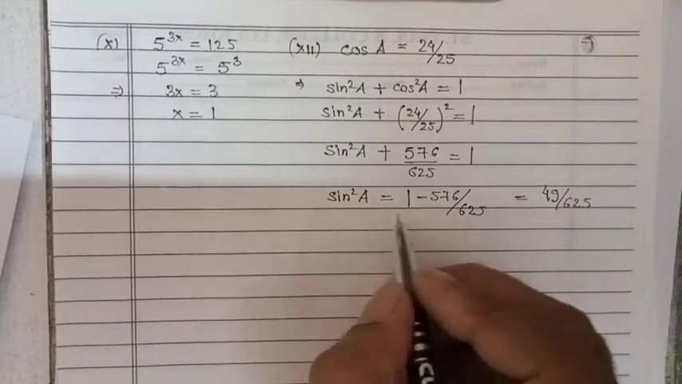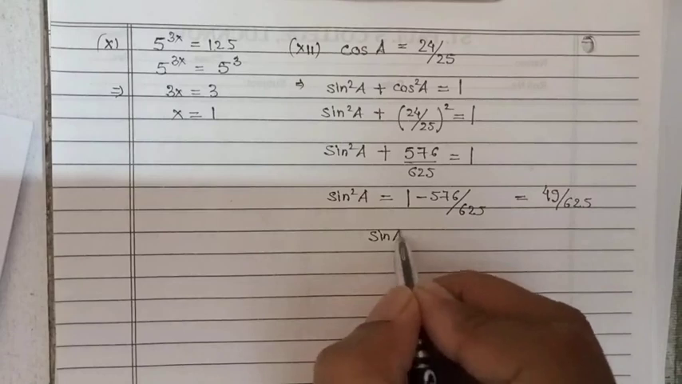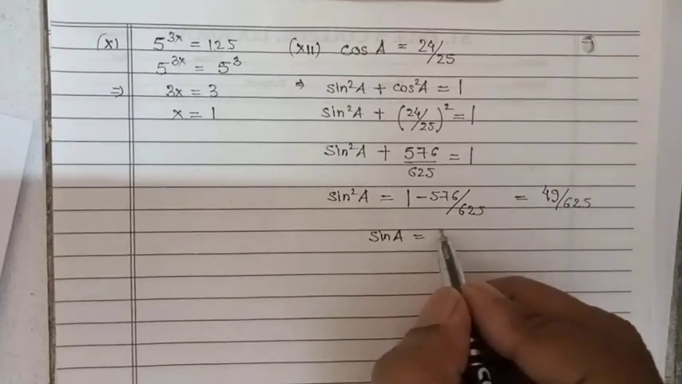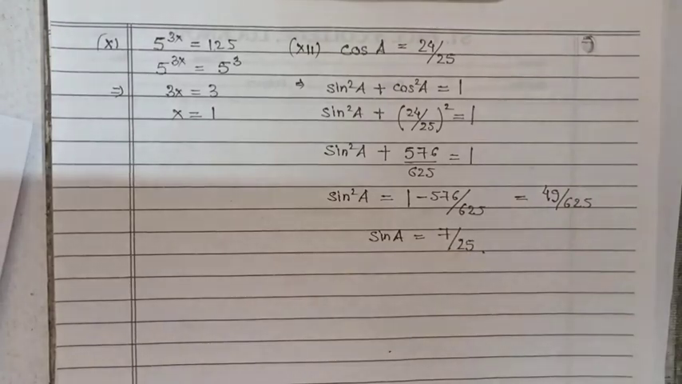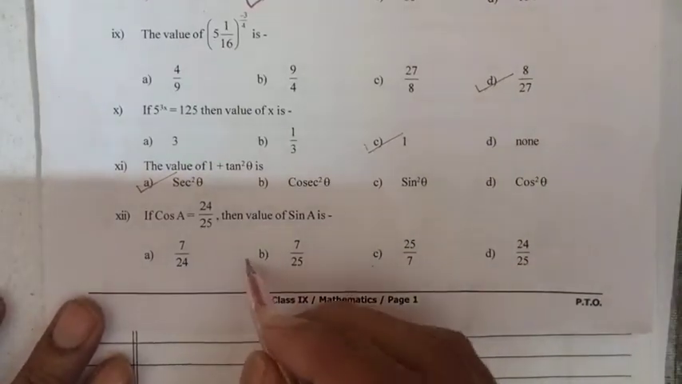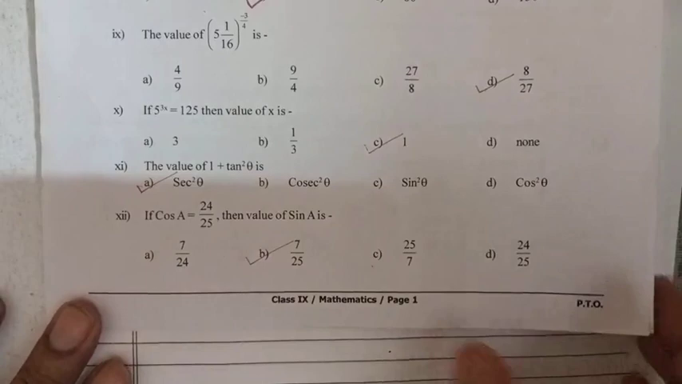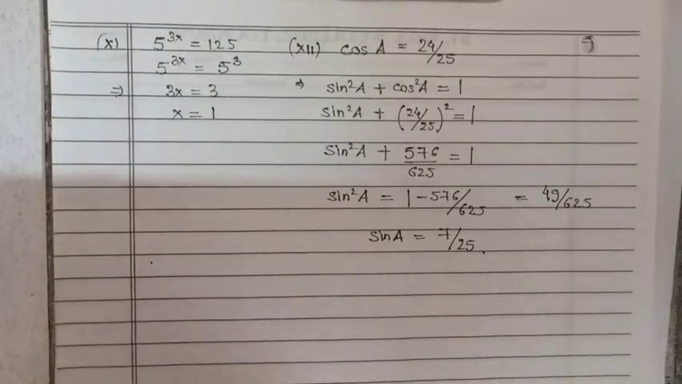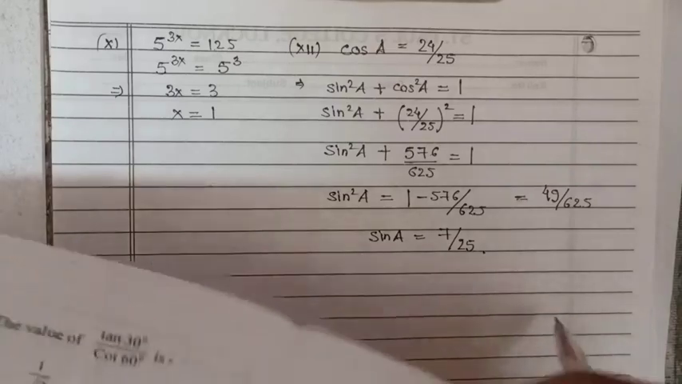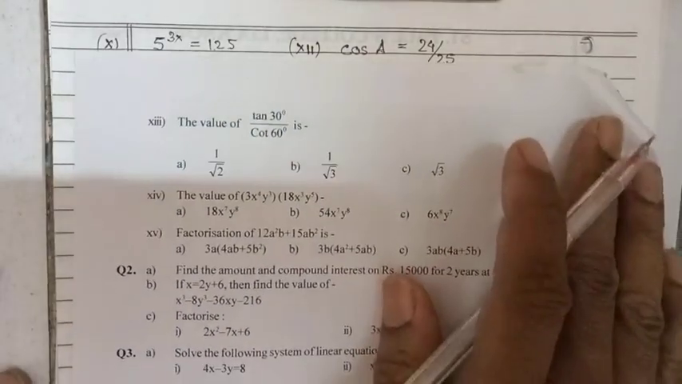This is the value for sine square, so sine will be under root of this, so you will be getting 7 upon 25. So the value for sine A will be 7 upon 25. So in this one we will go for option B. Okay, now the 13th part.